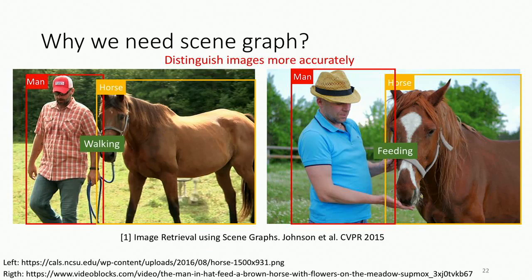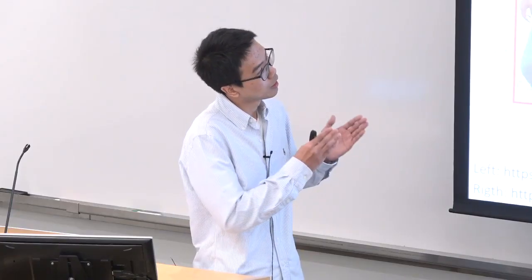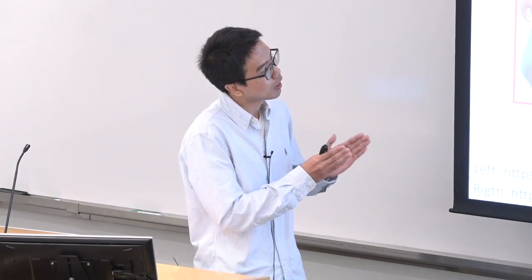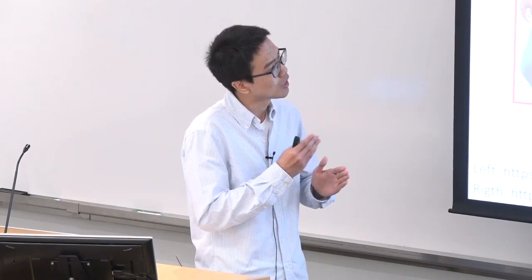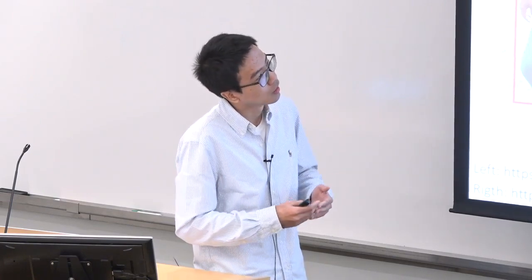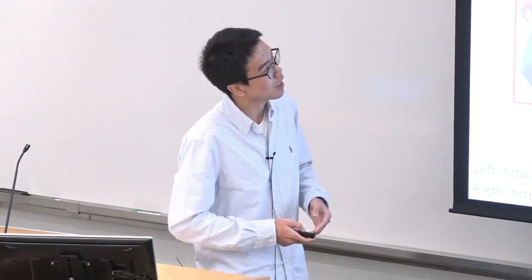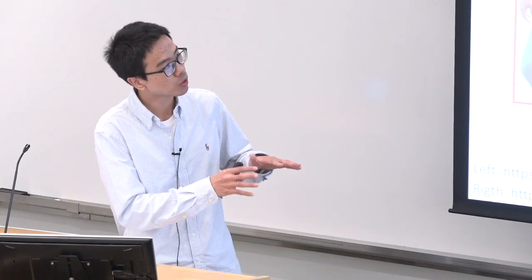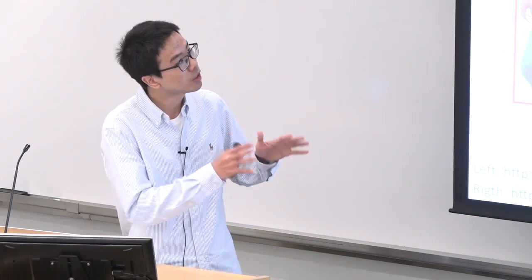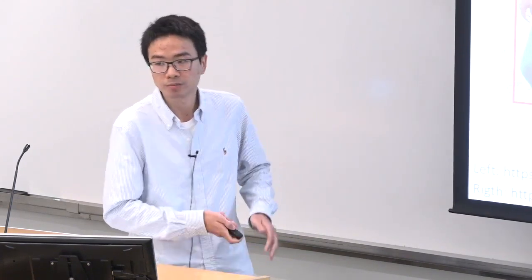Let's say we have two images in these slides. The left one and the right one both contain two objects, the man and the horse. But the difference is that in the left image, the man and the horse have a relationship like walking, and the right image has a relationship like feeding. So in this case, modeling the structure of the image helps us to distinguish the images more accurately.